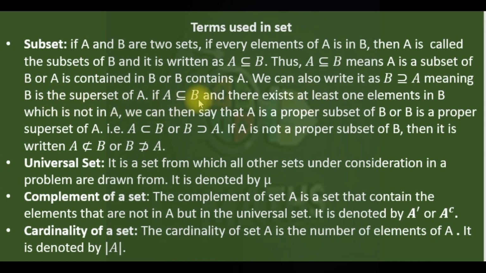That's the same. So if A is a subset of B and there exists at least one element in B which is not in A, we can then say that A is a proper subset of B, or B is a proper superset of A. If you notice, there is no equality line down here. See the difference? So this means that A is a proper subset. So see what I'm saying?